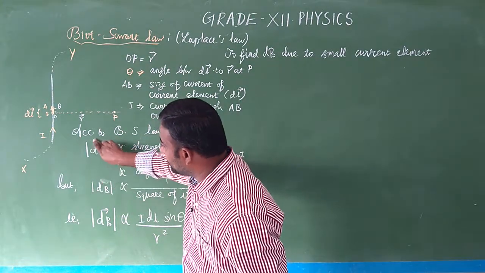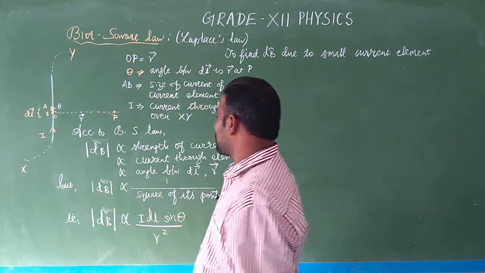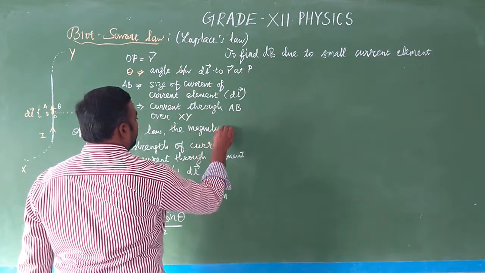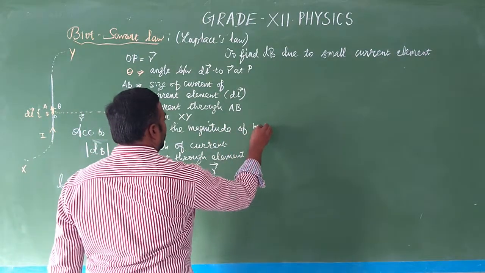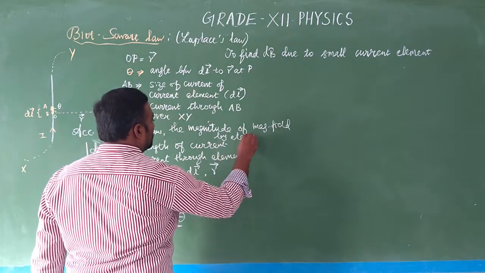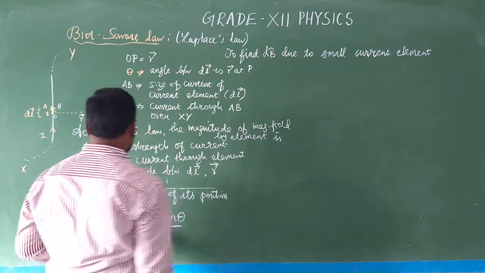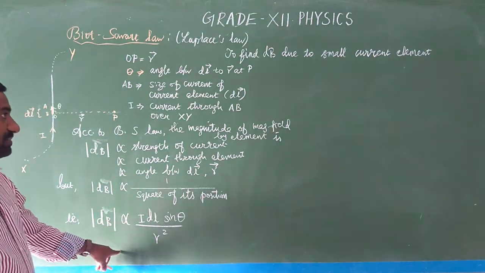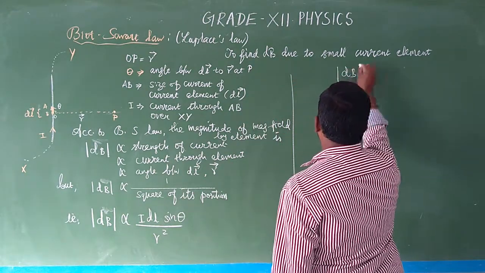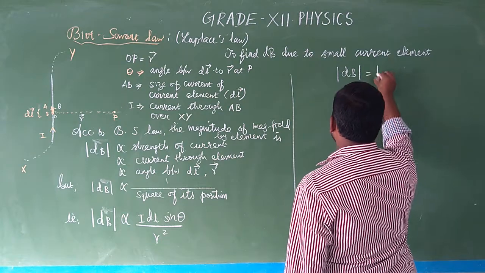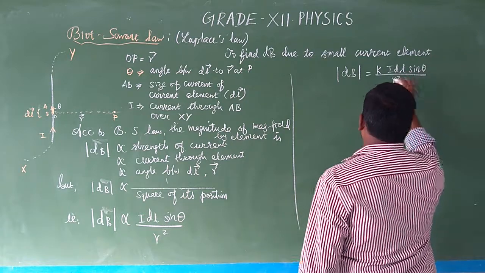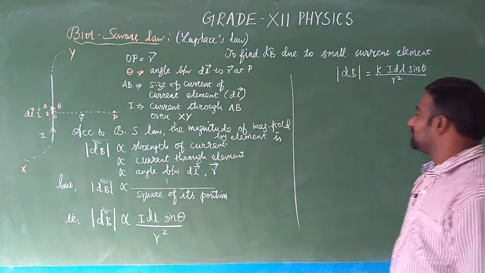But we have to consider only the magnitude. So vector form தேவையில்லை, we need only the magnitude. According to Biot-Savart law, the magnitude of the magnetic field by the current element is given like this. Whenever the proportion becomes equal, we have one constant. So the magnitude of the magnetic field is equal to K into I dl sin theta by r square. What is the K here? It is a proportionality constant.